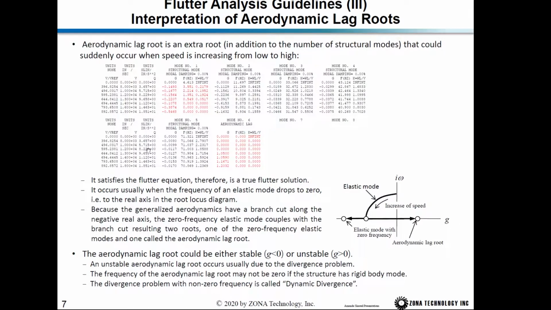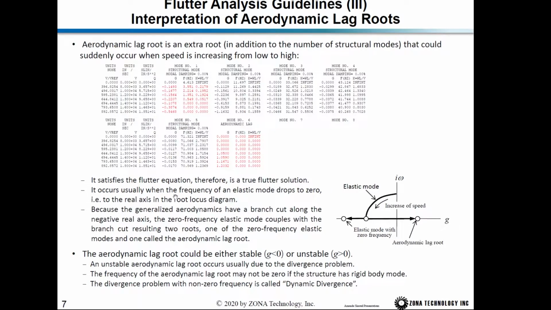Also, if you have 5 modes, all of a sudden you may have an extra root. This root is called the aerodynamic lag root. You can see if this is the bending mode, and as the speed increases the frequency drops to 0 at this speed. Meanwhile, at this speed, all of a sudden an extra root appears. This is called the aerodynamic lag root. This lag root satisfies the flutter equation, therefore it's a true flutter solution.